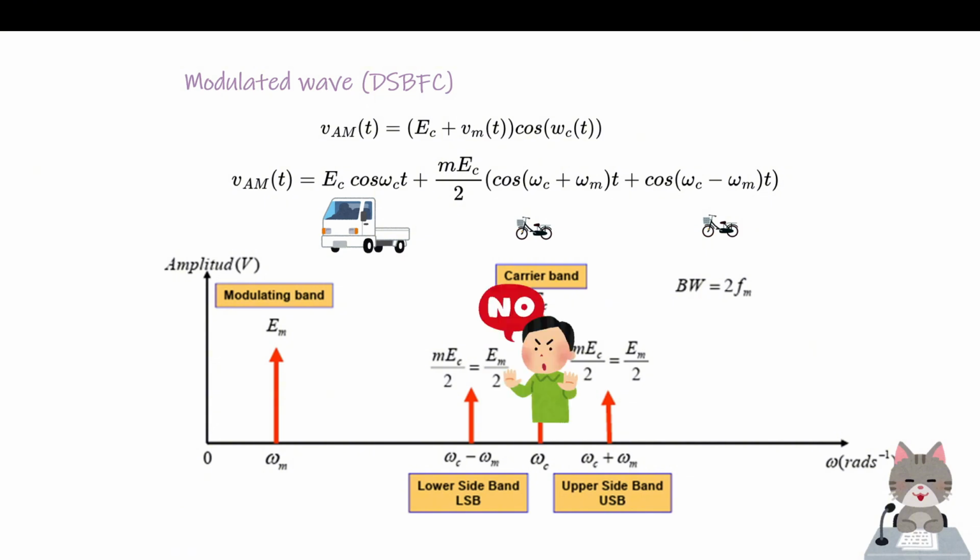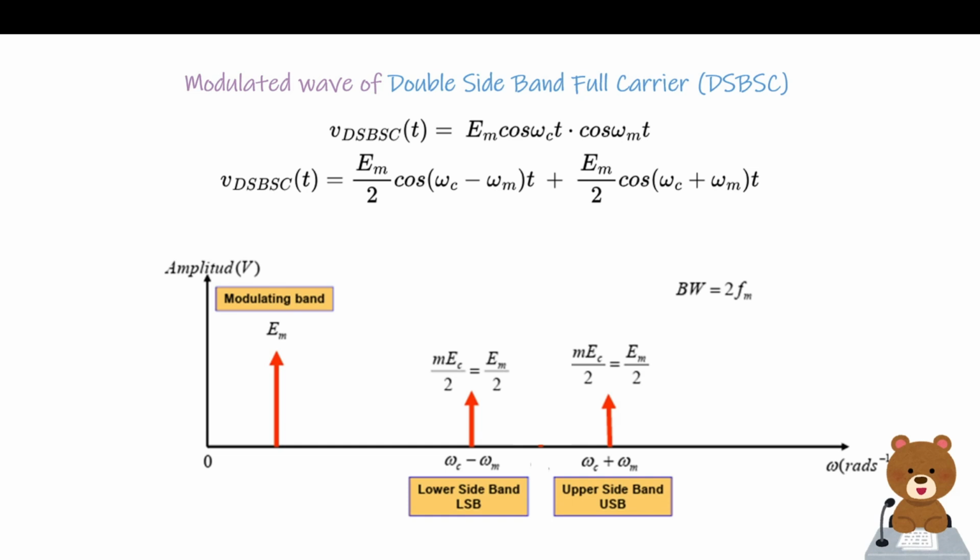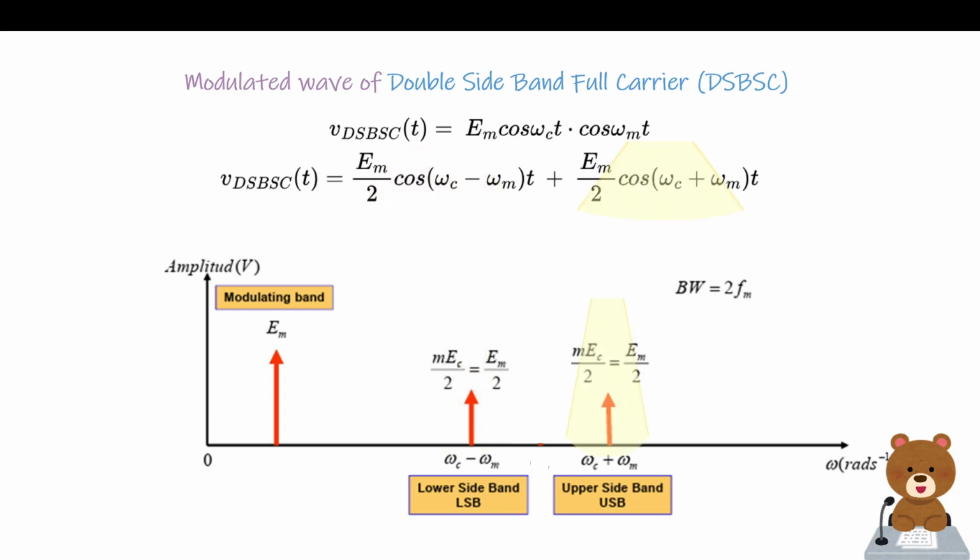But what if we suppress the carrier? Then we get a double sideband suppressed carrier, DSB-SC for short. Notice something different here? The standalone carrier term is no more, leaving only two sidebands for higher efficiency.